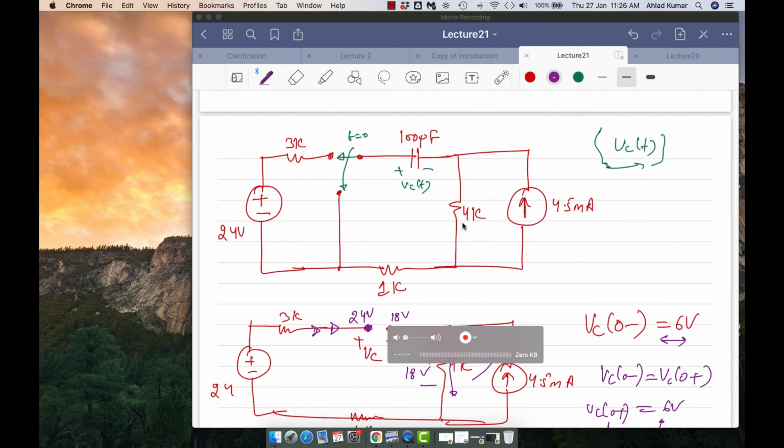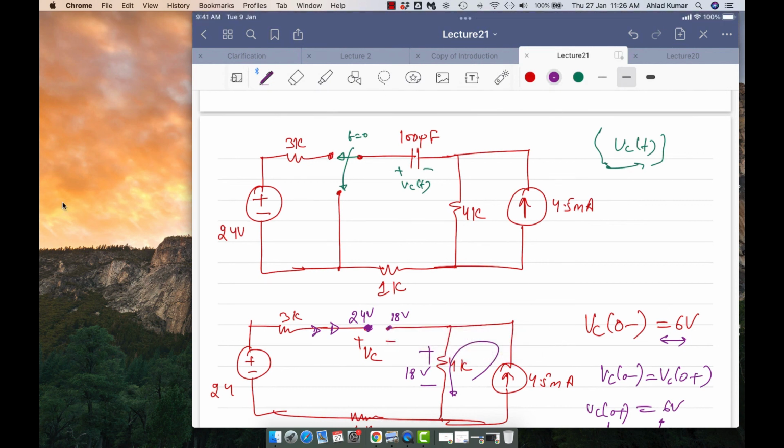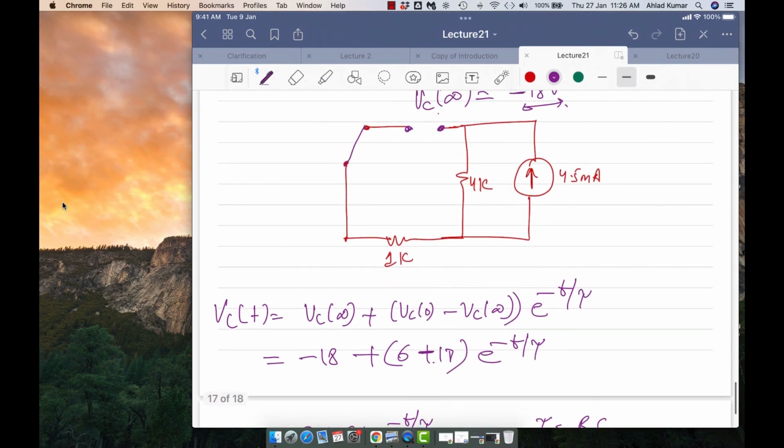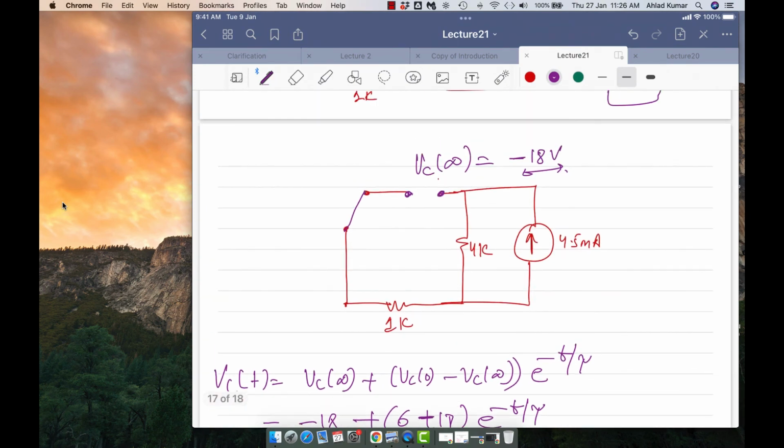Sir, here we calculated 18 volts. So how is V at infinity minus 18? You tell me why it is minus 18. See, here it's 18 volts, right? Okay, the sign here is plus minus, so if you move around the loop, you will get minus 18. Oh, yeah, sir. Okay.